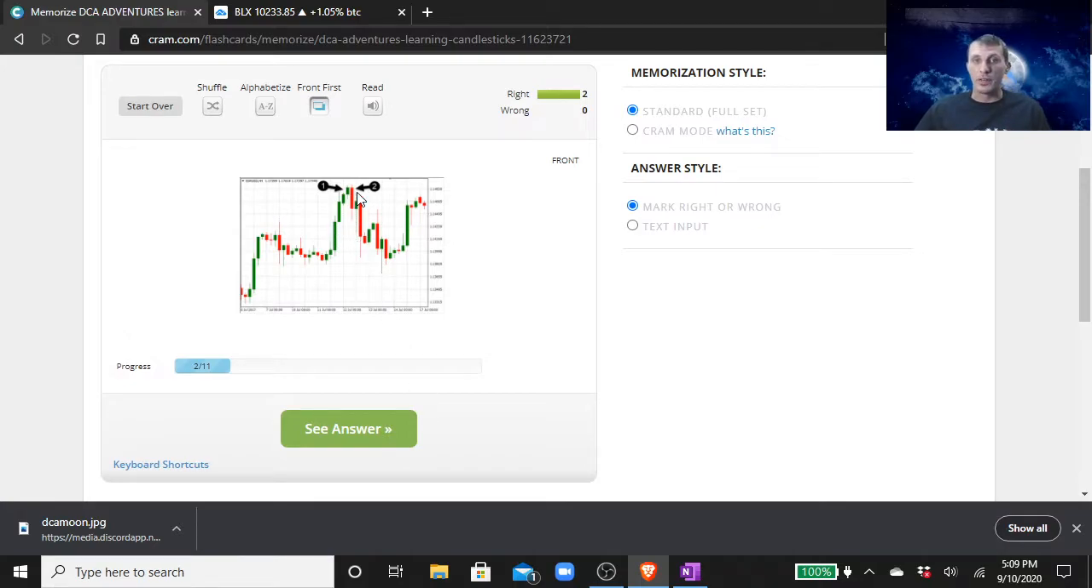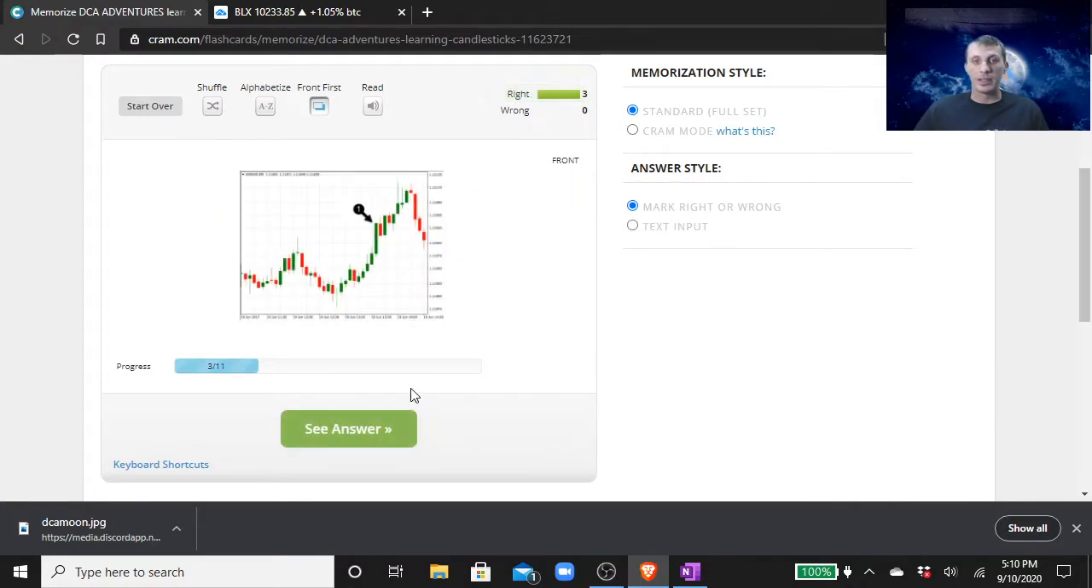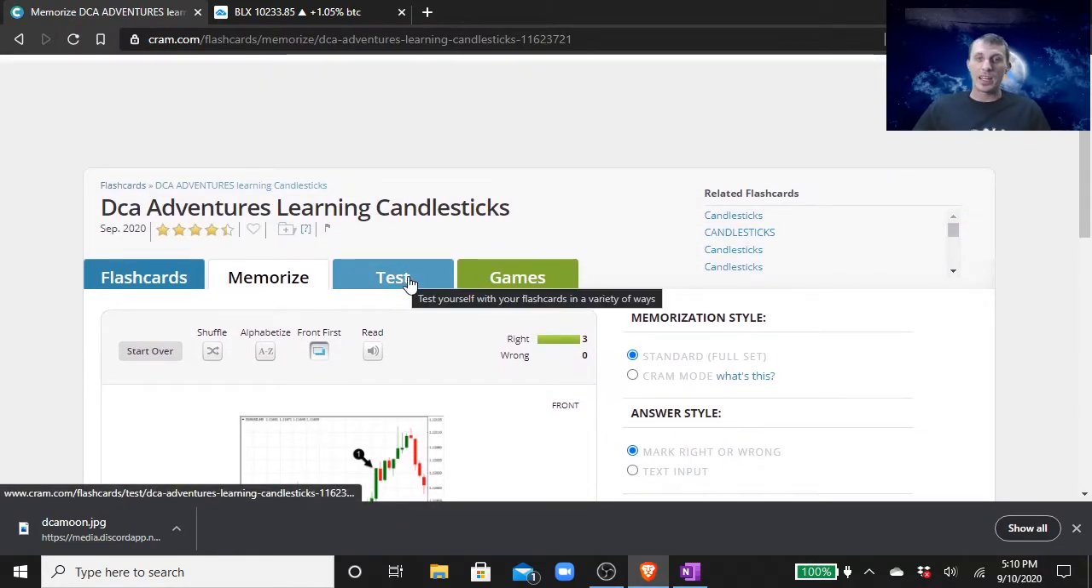This is a bearish engulfing pattern. And you can see that you got your green candle, and then the very next red candle engulfs the entire green candle, so this makes it an engulfing candle. So bearish engulfing pattern, that's what it was. I got it right. And then you can just go through this, and it really helps, guys.